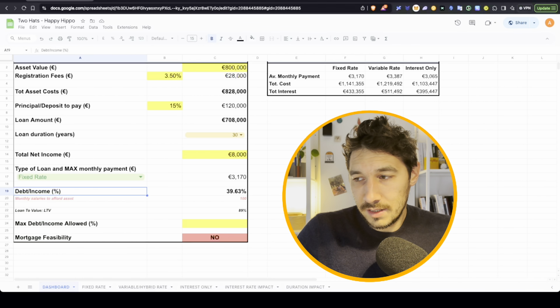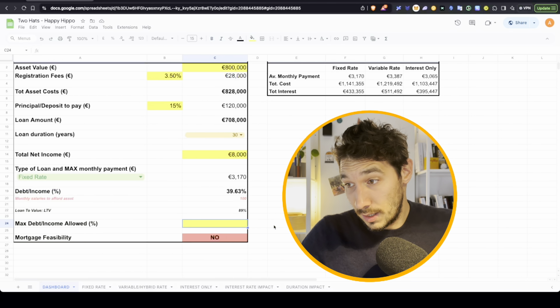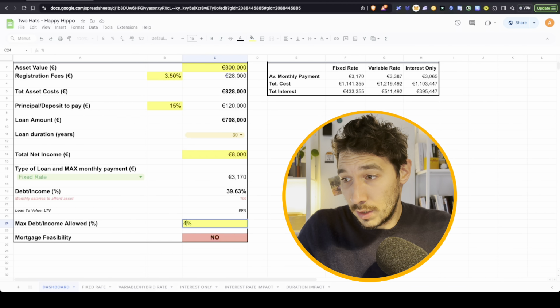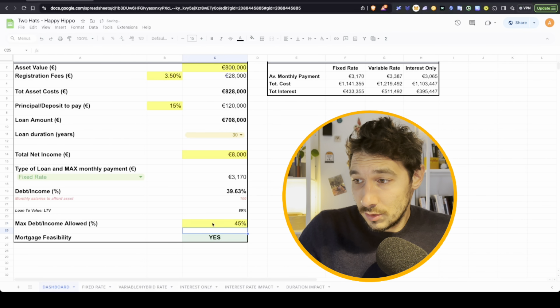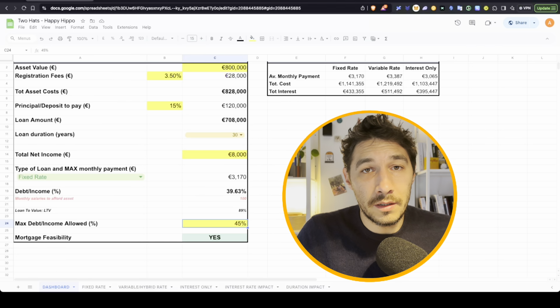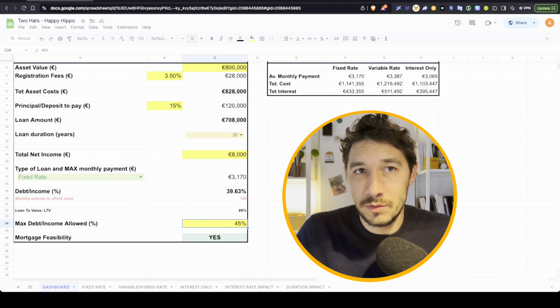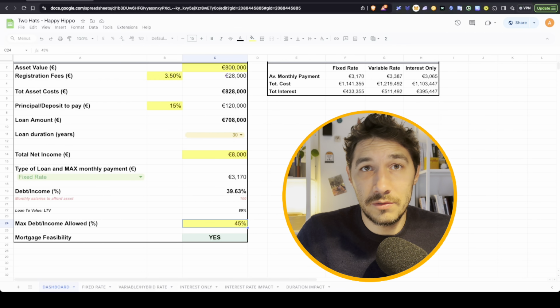Another important factor that banks will look at is the debt-income ratio. Here in Luxembourg, I know from experience that they will not allow a debt-income ratio higher than 45%. If you are earning 1,000 euros, you can spend at most 450 for your mortgage, because they evaluate that you will need all the rest of the money for your living expenses.